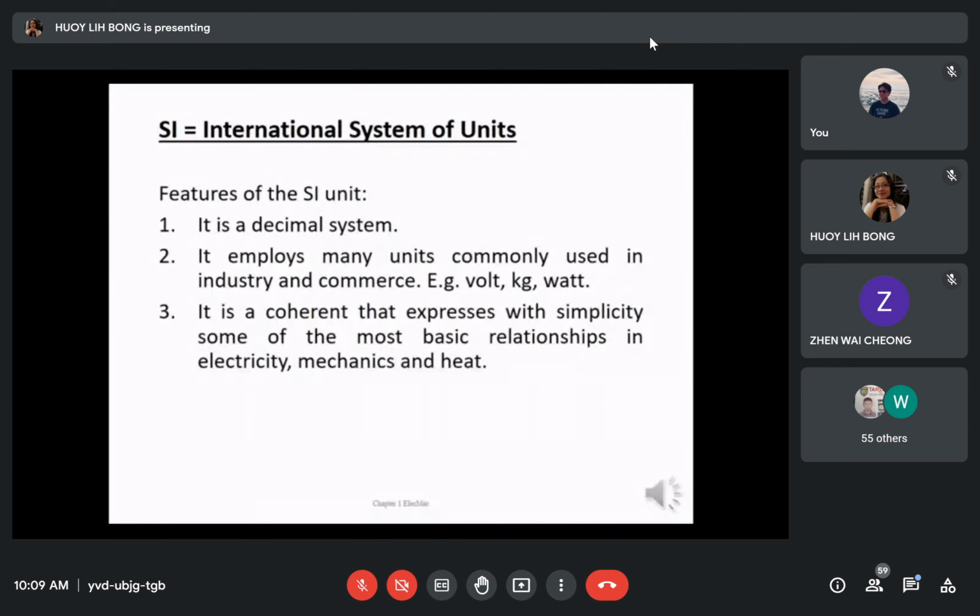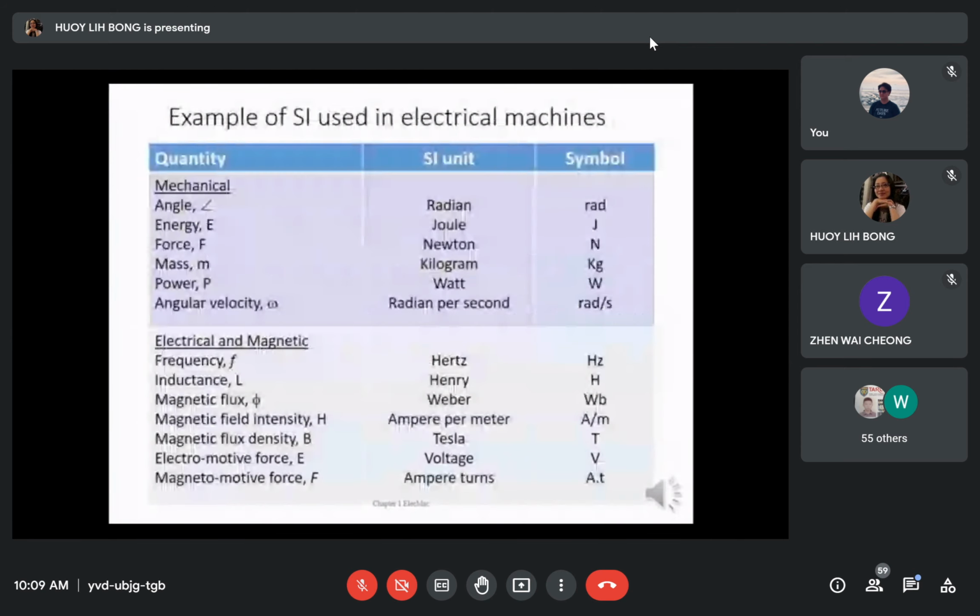Examples are volt, kg, and watt. It is a coherent system that expresses with simplicity some of the most basic relationships in electricity, mechanics, and heat. Following are examples of SI used in electrical machines.